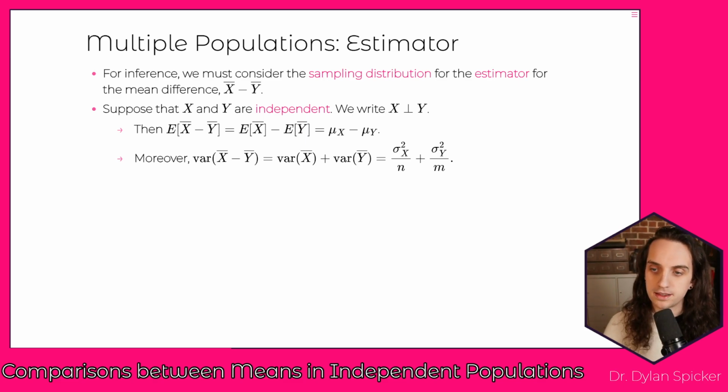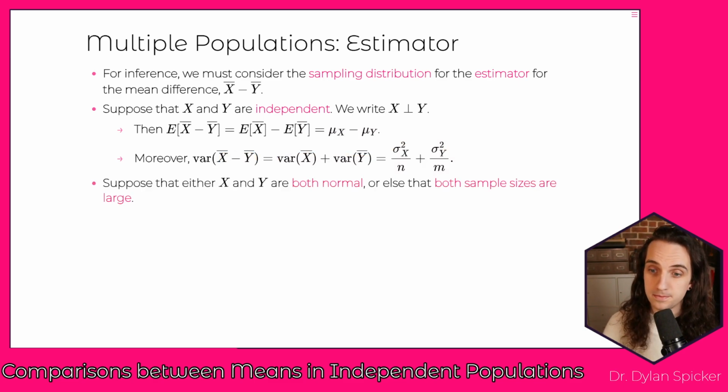So if we take the variance of x bar minus y bar, and we know that they're independent, this is going to give us the variance of x bar plus the variance of y bar, which results in the variances being added together of these two terms. And because we know that the variances add together here, and we know the population mean is the expected value, then we can work out the parameters of the sampling distribution in this way.